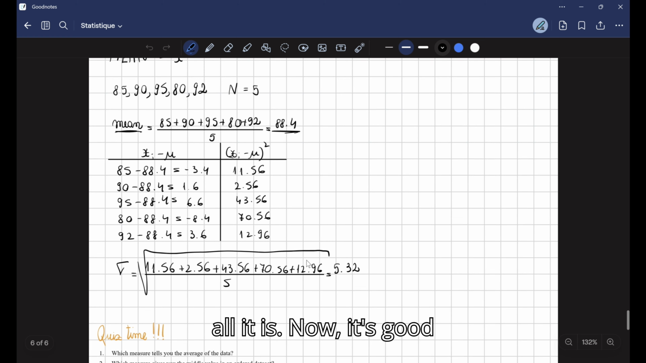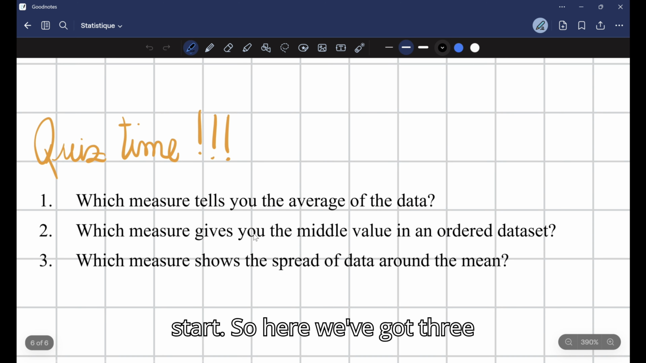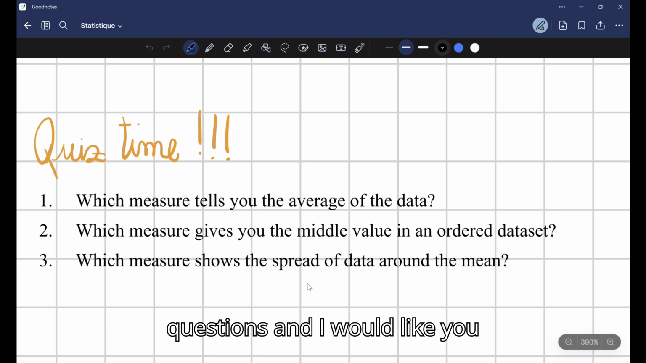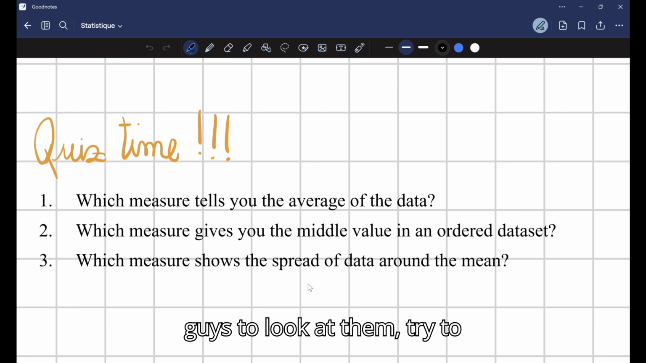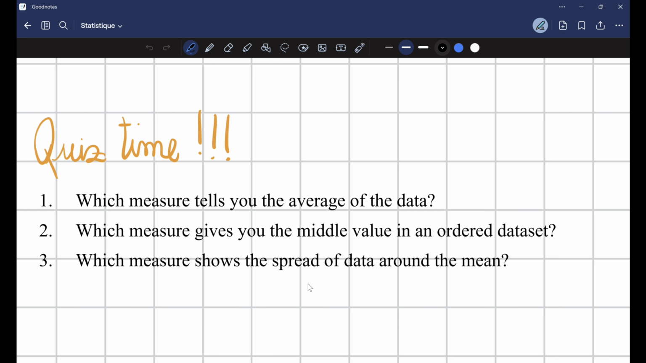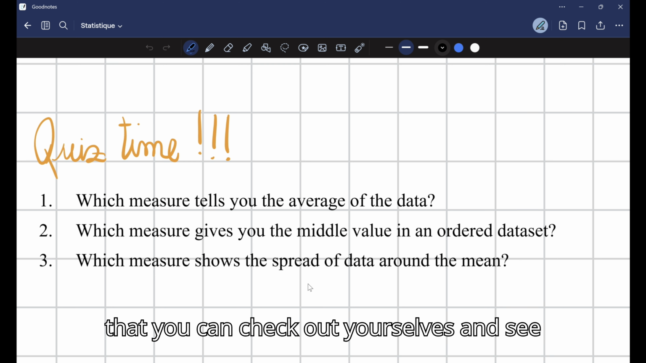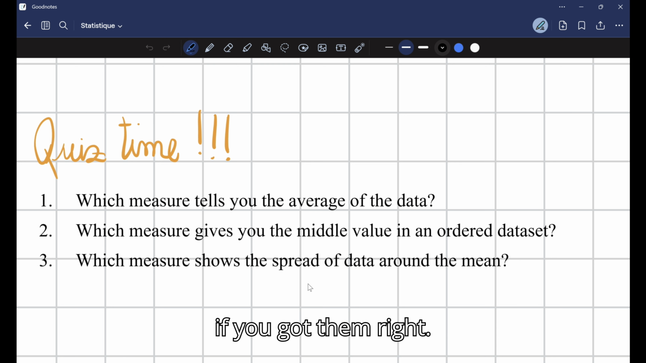That's all it is. Now it's quiz time. So here we've got 3 questions, and I would like you guys to look at them, try to answer them, and as usual, I'm going to be pinning the comment down below for the answers that you can check out yourselves and see if you got them right.